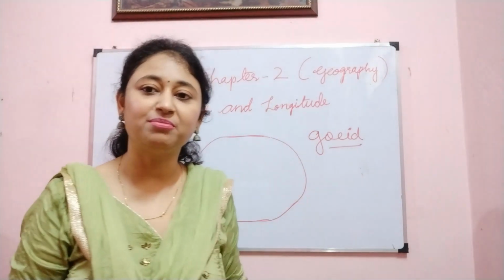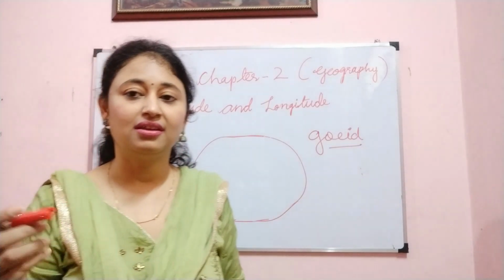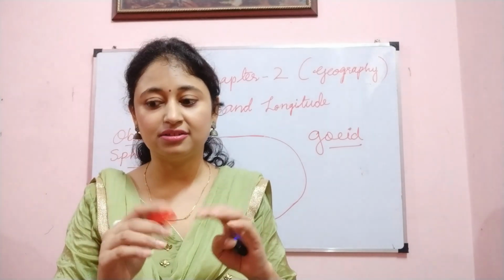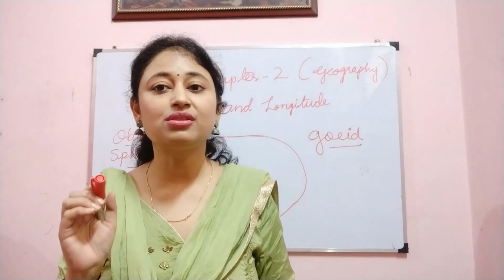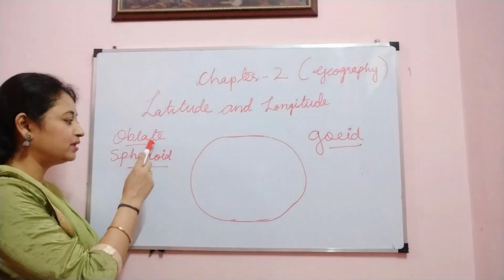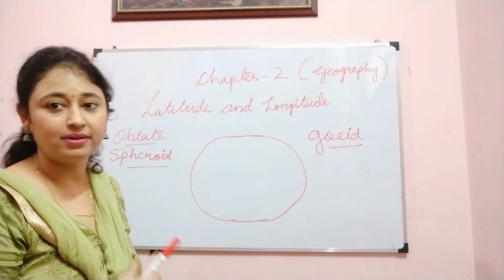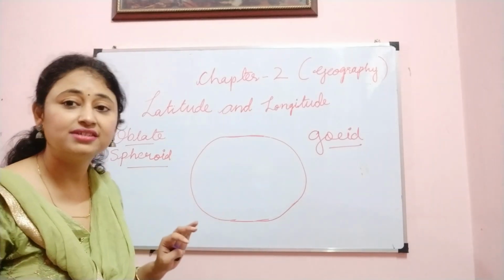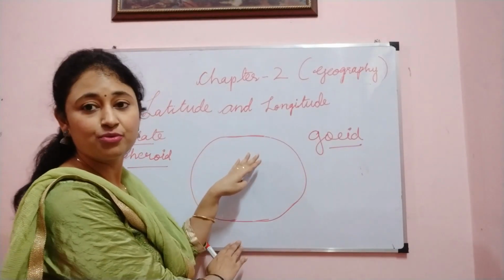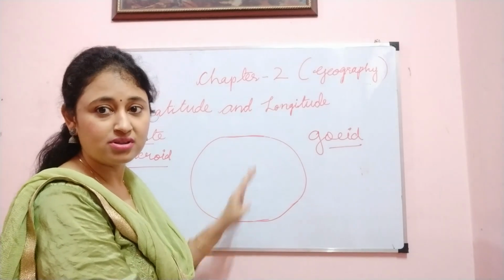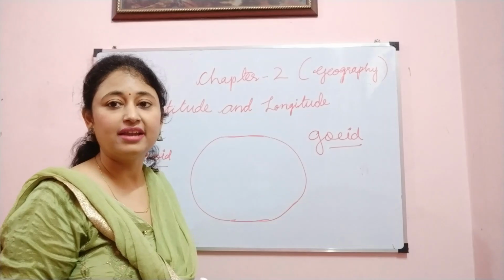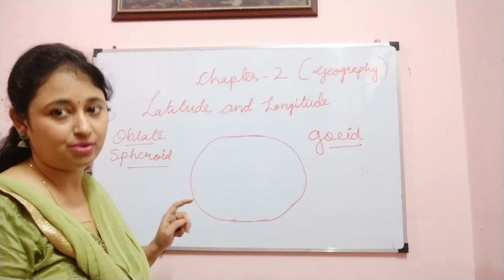In the previous chapter we learned that Earth's shape is called geoid, and that Earth is a sphere, but not a true sphere. What exactly is it called? It is called an oblate spheroid. And why is it called an oblate spheroid and not a true sphere? Because it is flattened at both poles, the North Pole and the South Pole, and it has a big bulge towards the equator. That's the reason it is called an oblate spheroid.